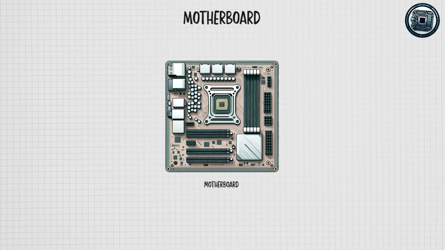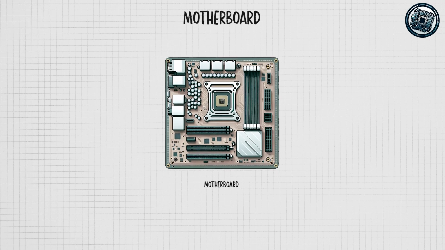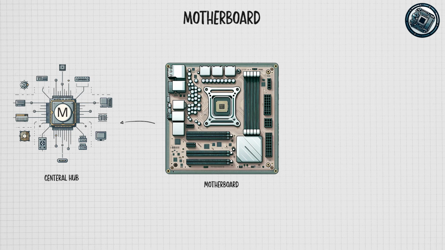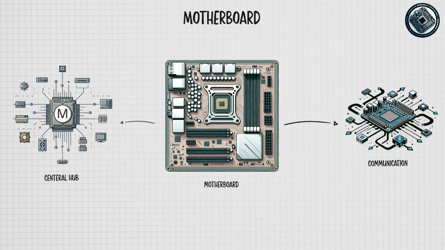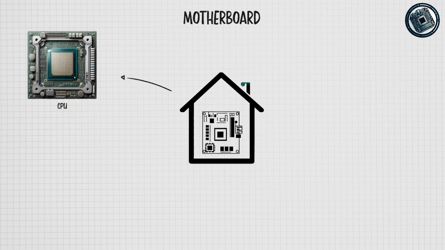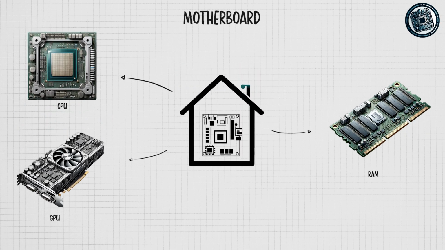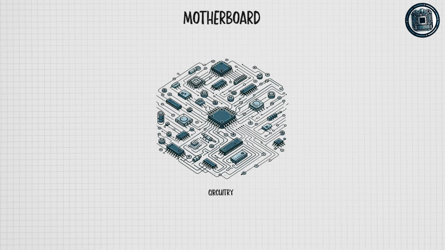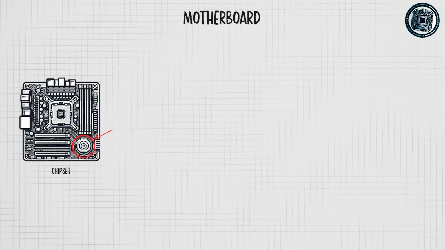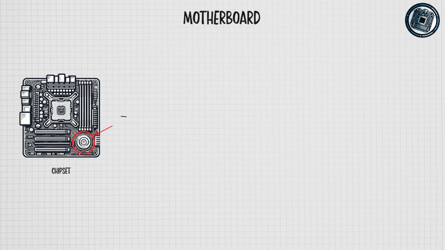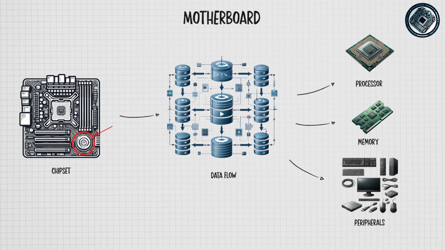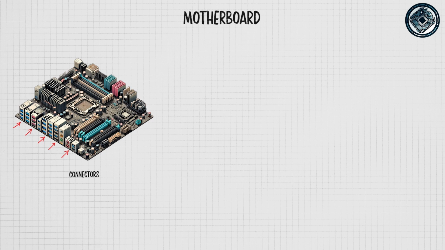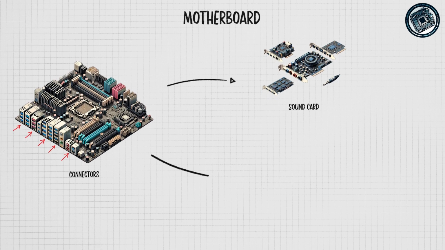A motherboard, also known as the main board or logic board, is the central hub of a computer system, acting as the backbone that connects and allows communication between all other components. It houses the CPU, GPU, RAM, and expansion slots, and provides the circuitry through which these components communicate. The motherboard includes a chipset that manages data flow between the processor, memory, and peripherals, and features a variety of connectors for additional components like sound cards and storage devices.